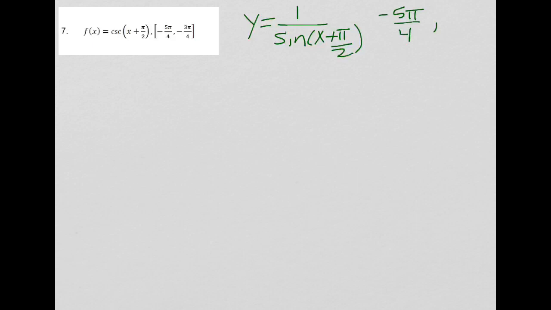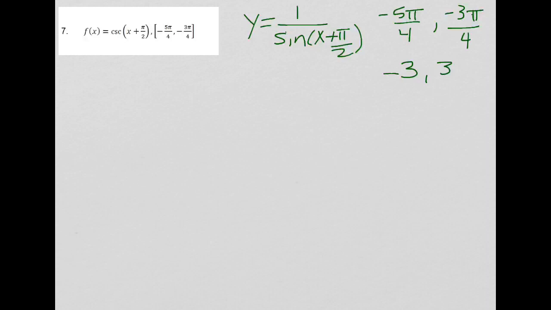Just remember there's not a cosecant key. So when you put this in your graph, you're going to have to put 1 over sine of x plus pi over 2 and set your window from negative 5 pi over 4 to negative 3 pi over 4. And your y's, remember cosecant is below negative 1 and above positive 1, so I would probably do negative 3 to 3, just to be sure. When you do that, you see that this interval is cut off before any asymptotes, so we're good.